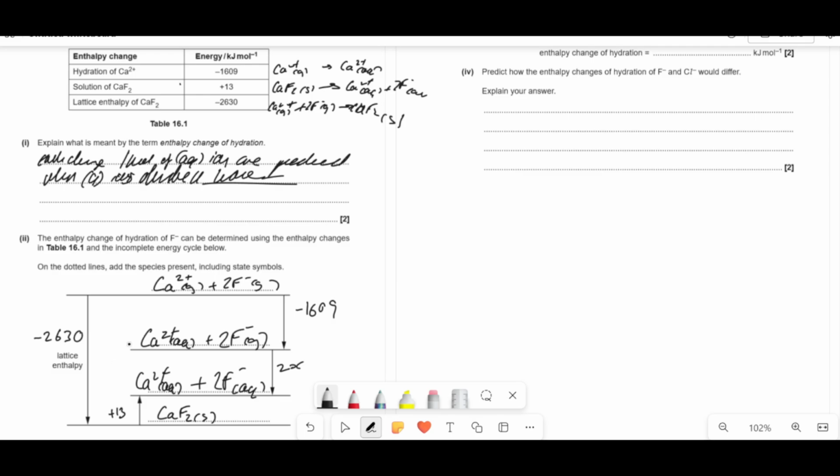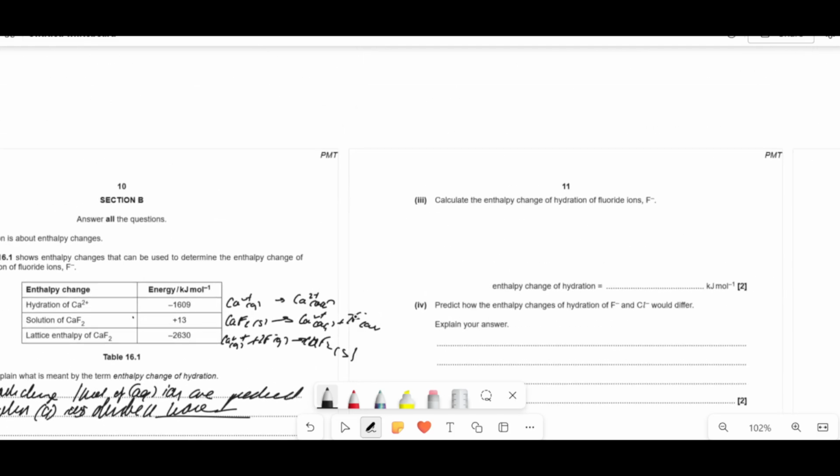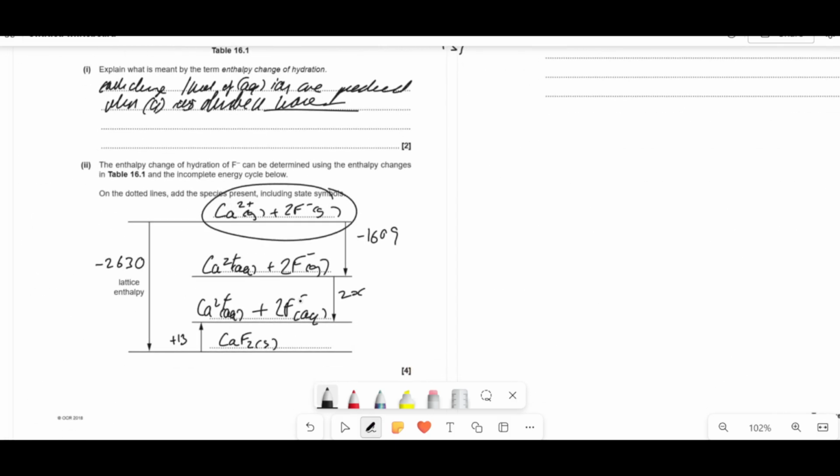So if I start and finish at the same point, no matter what route I take, it is the same. So if I start here and finish here, this route is the same as this route. So I can say that the minus 2630 plus the 13 equals, because I'm going to start here and finish here, these two steps going down.